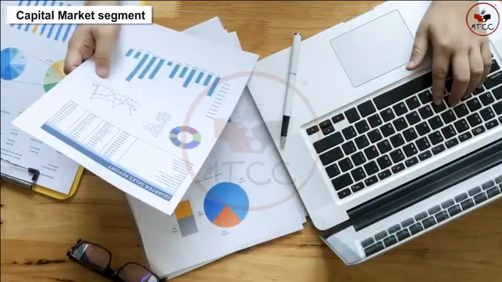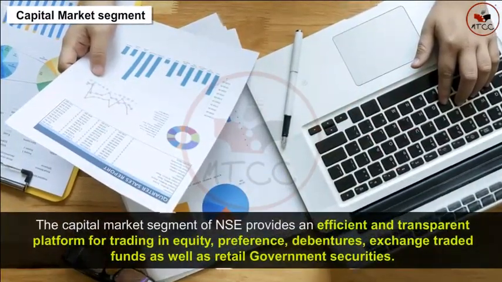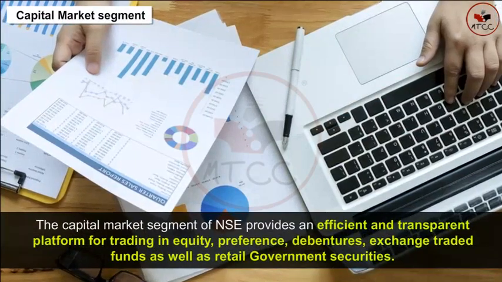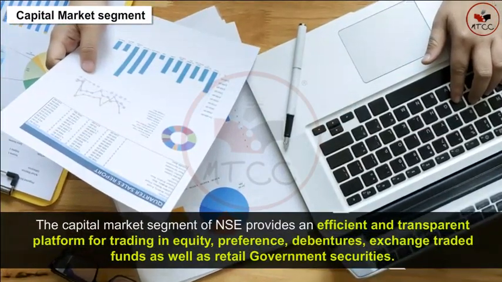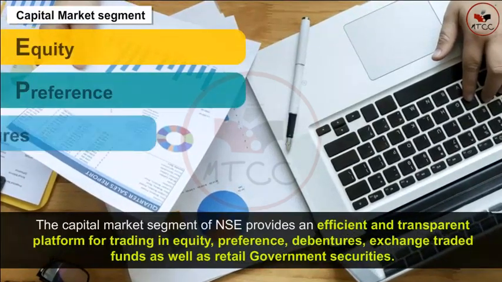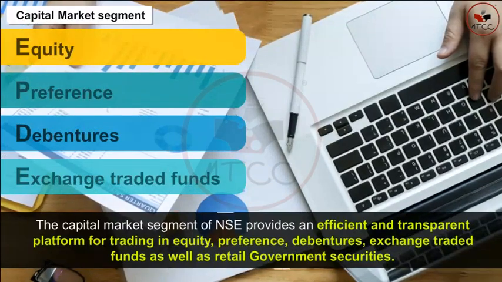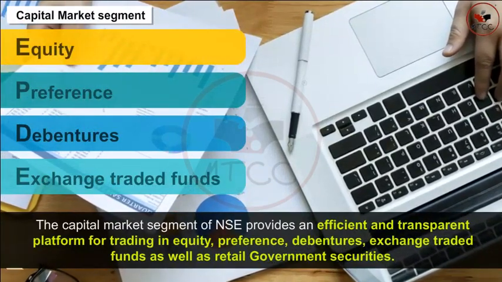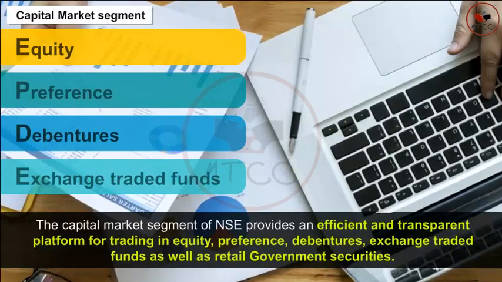Capital market segment. The capital market segment of NSE provides an efficient and transparent platform for trading in equity, preference, debentures, exchange-traded funds, as well as retail government securities.